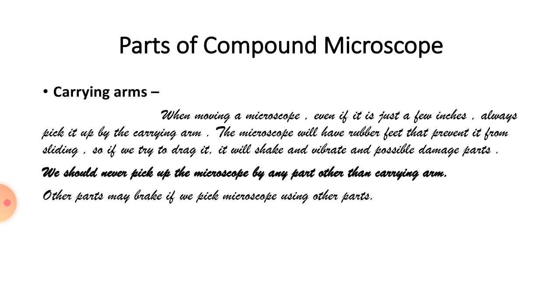Next, carrying arms. When moving a microscope, even if it is just a few inches, we always pick it up by the carrying arms. The microscope has rubber feet that prevent it from sliding, so if we try to drag it, it will shake and vibrate and it is possible to damage parts. We should never pick up the microscope by any part other than the carrying arms. Other parts may break if we pick the microscope up using them.